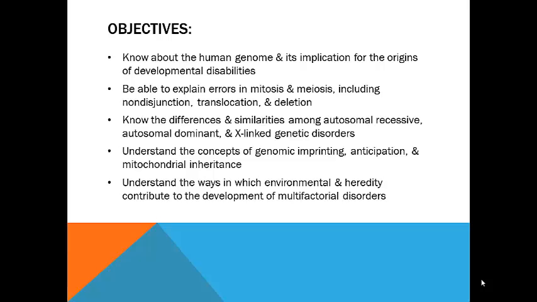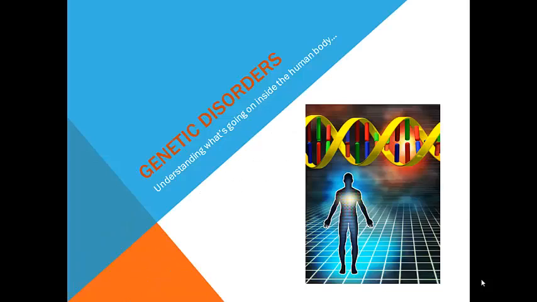Understanding the concepts of genomic imprinting, anticipation, and mitochondrial inheritance. Understanding the ways in which environmental and heredity contribute to the development of multifactorial disorders. Before we get into looking at genetics and chromosomes more specifically, here's a brief Genetics 101 video to help jog your memory back to 10th grade bio, before I get into a more intricate discussion.